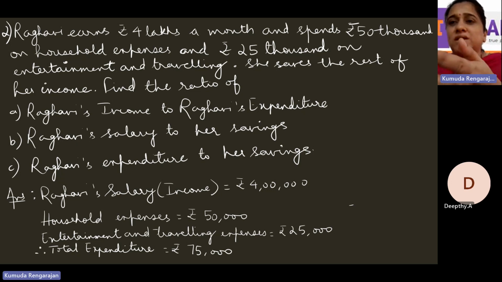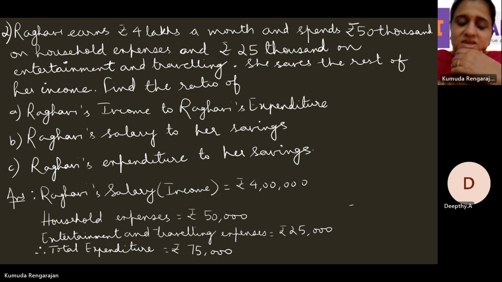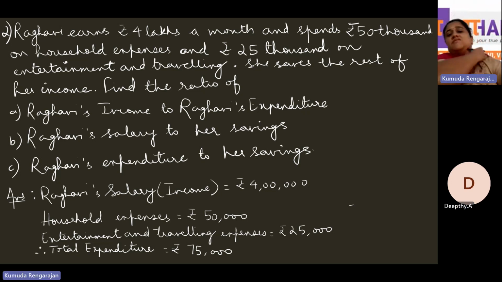And how does she use that money? She spends 50,000 on household expenses. So buying provisions, whatever household expenses, she may be paying rent if she's living in a rented house. So many expenditures come under household expenses. So that is totally 50,000. And entertainment and traveling expenses 25,000. So what is the total expenditure? 50 plus 25, 75,000, correct?